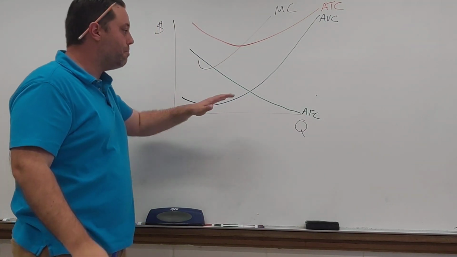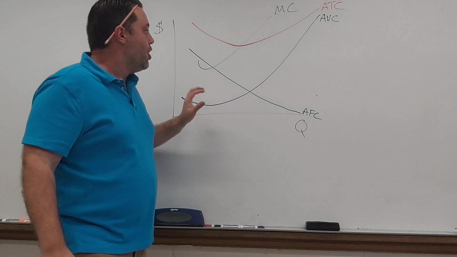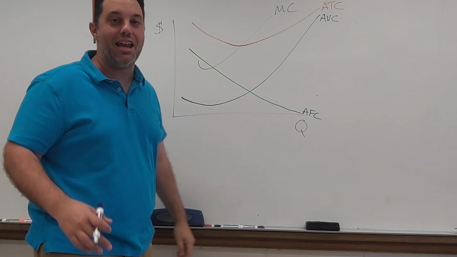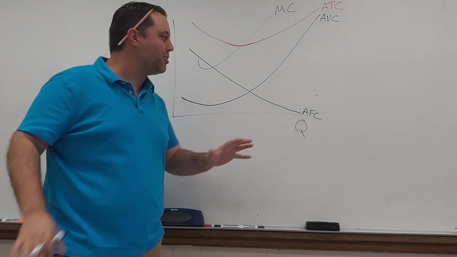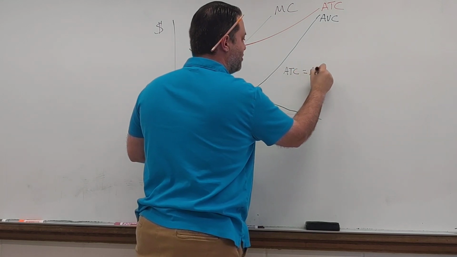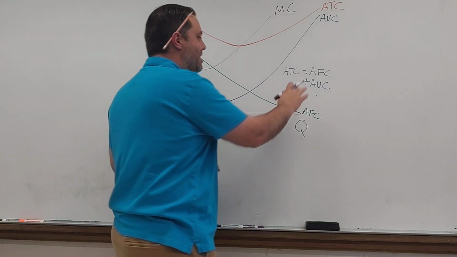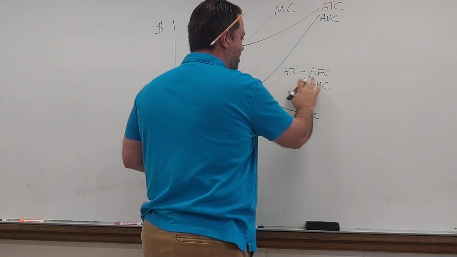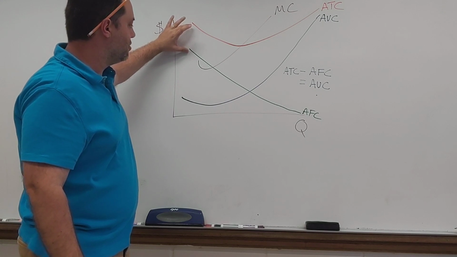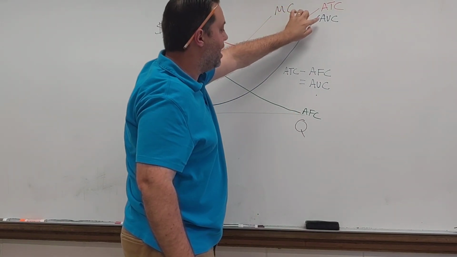Here's the concept. Because the AFC and the AVC, if you add the 2 of them together, they equal the ATC. When the AFC is larger, these 2 curves, ATC and AVC, have to be further apart. And you go, well, wait, why is that? Well, if ATC equals AFC plus AVC, then ATC minus AFC has to equal our AVC, right? So when these 2 right here are close together, this has got to be pretty low. When these 2 are far apart, this has got to be pretty high, okay?